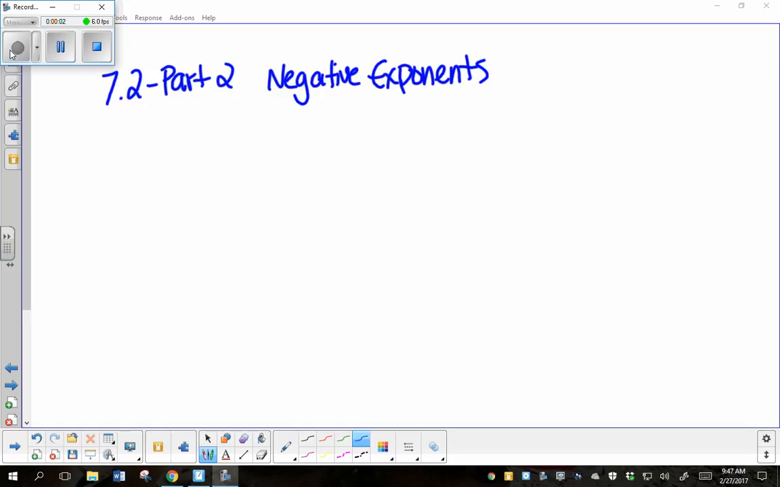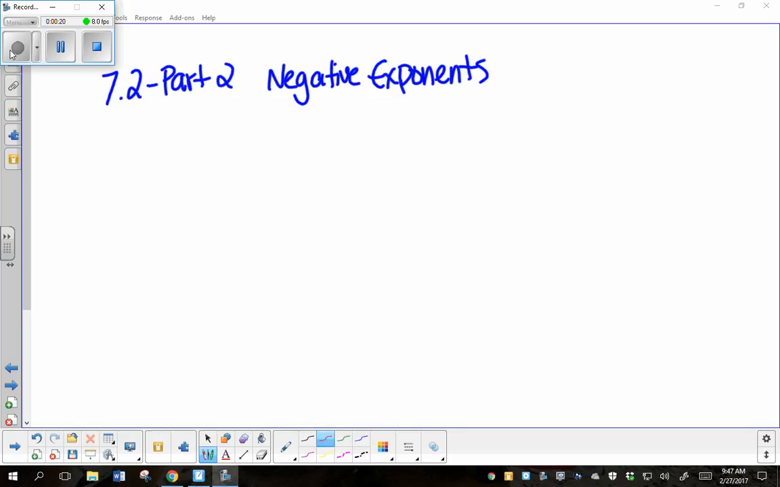All right, 7.2, part 2. We're talking about negative exponents. So you guys kind of already know everything from today. It'll be a review because you already know the rules of exponents. We talked about them earlier this year. We talked about them last year. So you should already know this stuff.